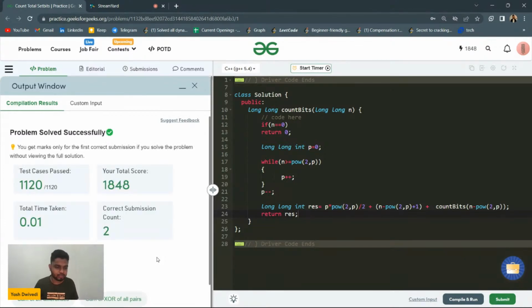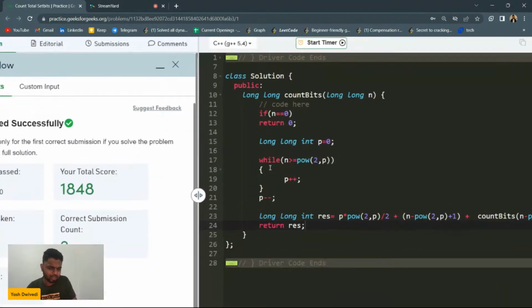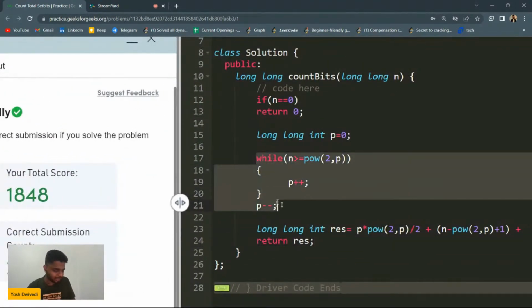Okay, so you can see that it gets accepted, and the main complexity comes from which part? The main complexity that I'm getting is for the while loop. So basically it's log n. You can say that the time complexity of my loop is log n.